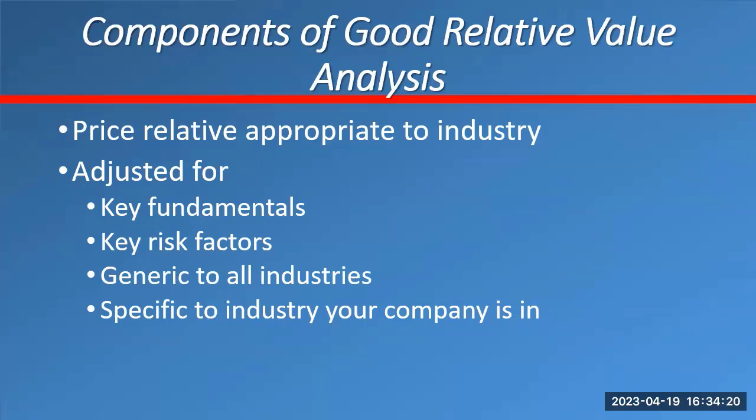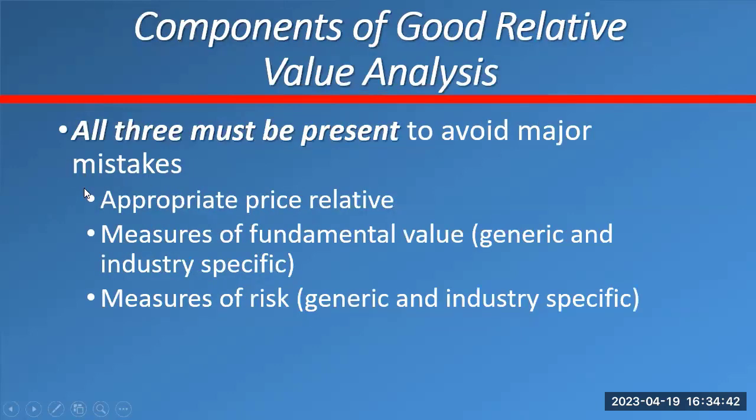What you want to do is pick the right relative for the industry. You want to make sure you have the right fundamentals in there, the right risk factors. You can have generic ratios that we tend to use for every industry, except banking and insurance tend to have their own specific things for everything. And then you want ratios specific to your industry. So all three have to be there: the correct price relative, the correct fundamental value, the correct measures of risk. Those all need to be in the analysis.